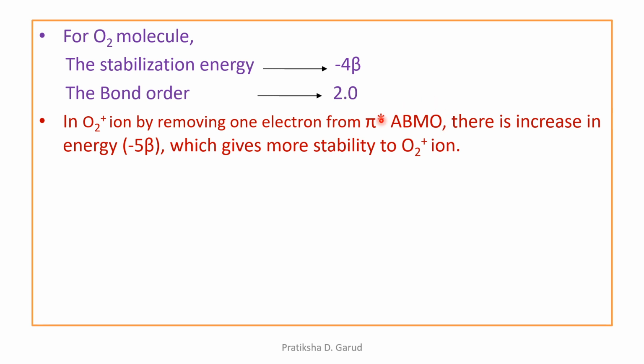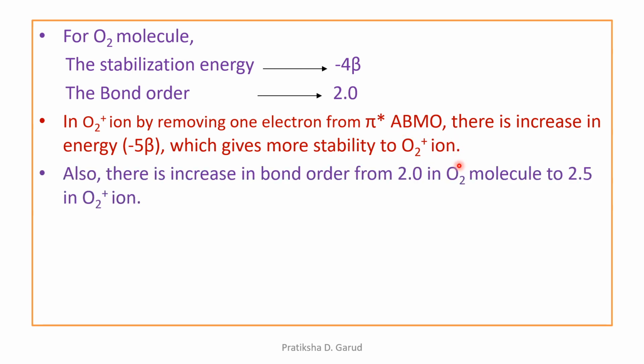And for the O2 plus ion, we can say that by removing one electron from the pi asterisk antibonding ABMO, there is an increase in stability, that is minus 5 beta, which gives more stability to the O2 plus ion. In case of the oxygen molecule, the stabilization energy is minus 4 beta, but by removing one electron, the stabilization increases, that means it becomes minus 5 beta. So we can say that this O2 plus ion is more stable than the O2 molecule. Also, there is an increase in bond order. In oxygen, the bond order is 2, whereas in O2 plus ion, the bond order is 2.5.